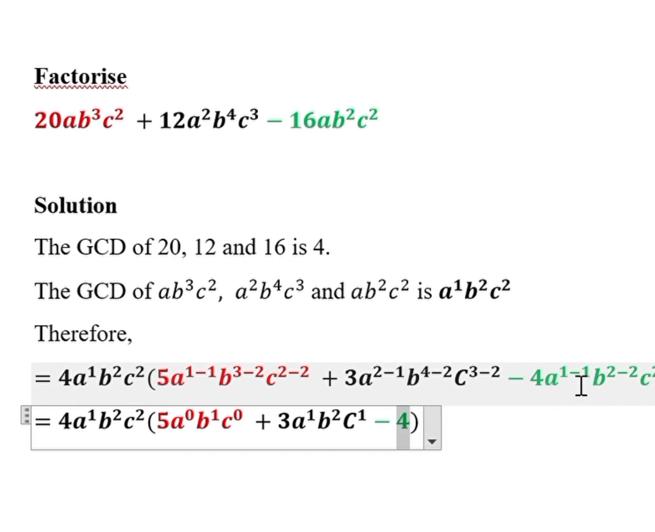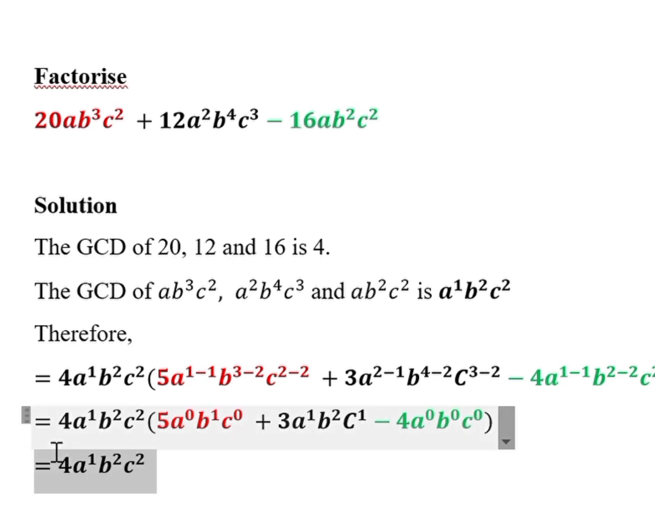A raised to power 1 minus 1 is a raised to power 0. B squared minus 2 is the same as b raised to power 0. And this one will give us c raised to power 0. Now from the laws of indices, we know that anything raised to power 0 is 1. So we can simplify this one further. So we shall have that being equal to this factor here, then 5 in the bracket. A raised to power 0 is 1 times b raised to power 1 times 1. That is the same as b raised to power 1, which you can write as b like that.